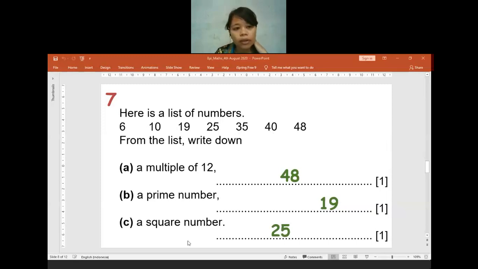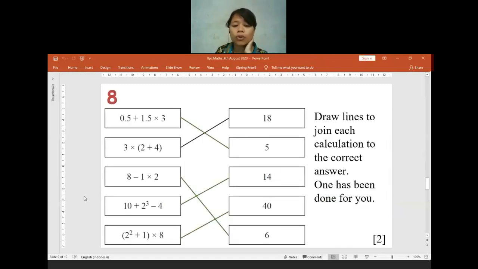Is there anyone who has difficulties or is getting confused? Hello? Is there anyone who is confused? No confusion. Okay, if no confusion, I will move to question 8. Please feel free to ask me whenever you have any question. Do not stay quiet. Okay.